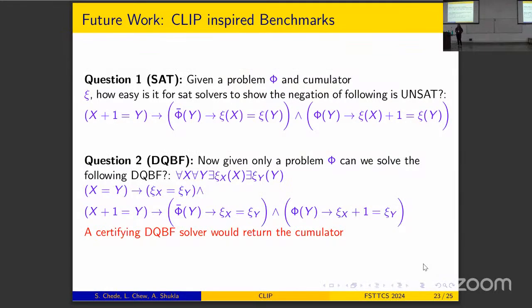Another is for DQBF also. So if you don't even know the accumulator, we can just encode the problem and the accumulator as follows: there exists some accumulator, and X is depending on only the X variables, and the Y part is depending only on Y variables. And then the certifying DQBF solver would give us the accumulator in turn.